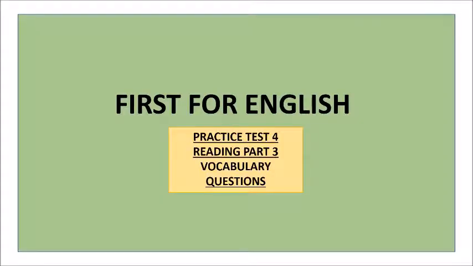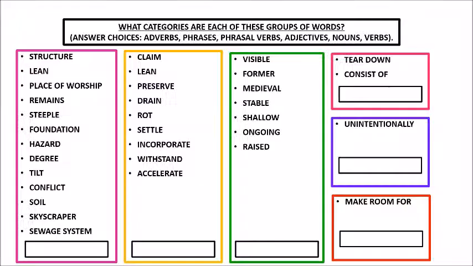Now we're going to review together practice test 4, reading part 3, vocabulary words. So get ready. What categories are each of these groups of words? We have several answer options: adverbs, phrases, phrasal verbs, adjectives, nouns, and verbs. The vocabulary words are grouped within these categories. So fill in the blank space.